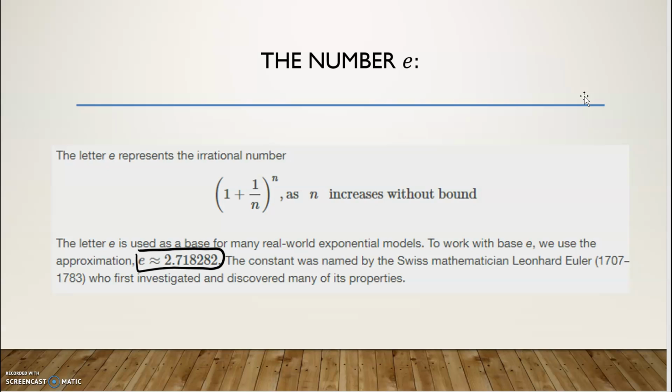Now this number e. The letter e represents an irrational number, and it has this formula to it, 1 plus 1 over n raised to n, as n increases without bound. That just means it keeps going on and on and on. Don't necessarily have to remember this right here. The letter e is used as a base for many real-world exponential models, so it's very common to run into it. To work with base e, we use the approximation e is about 2.7188282, and that's really all we need to know about e at this point.